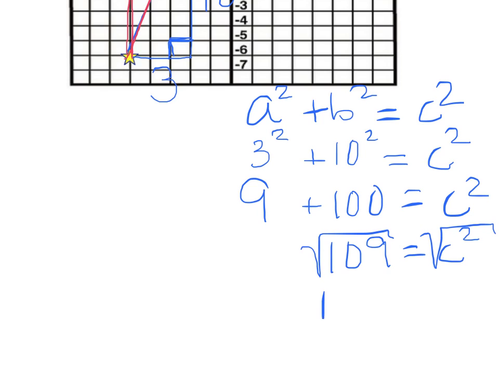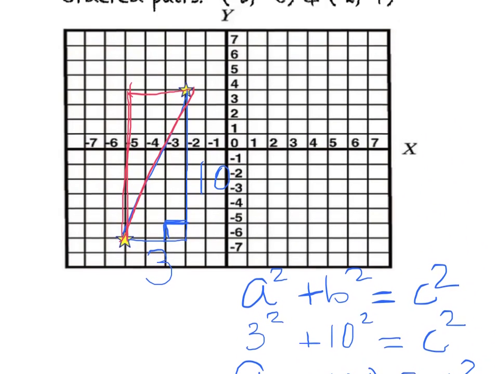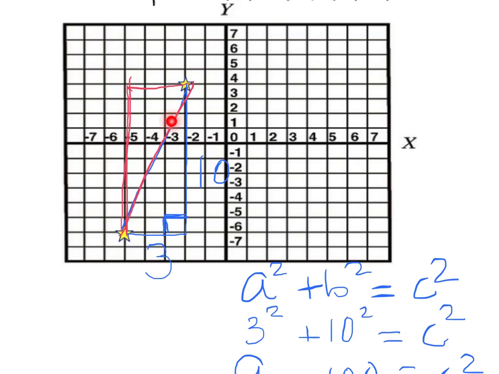And I'm going to get about 10.44. Now, I don't have a label for a unit on here, so I'm just going to use the letter U for unit, equals C. So if I go back up to my problem, this side length measures 10.44 units long.